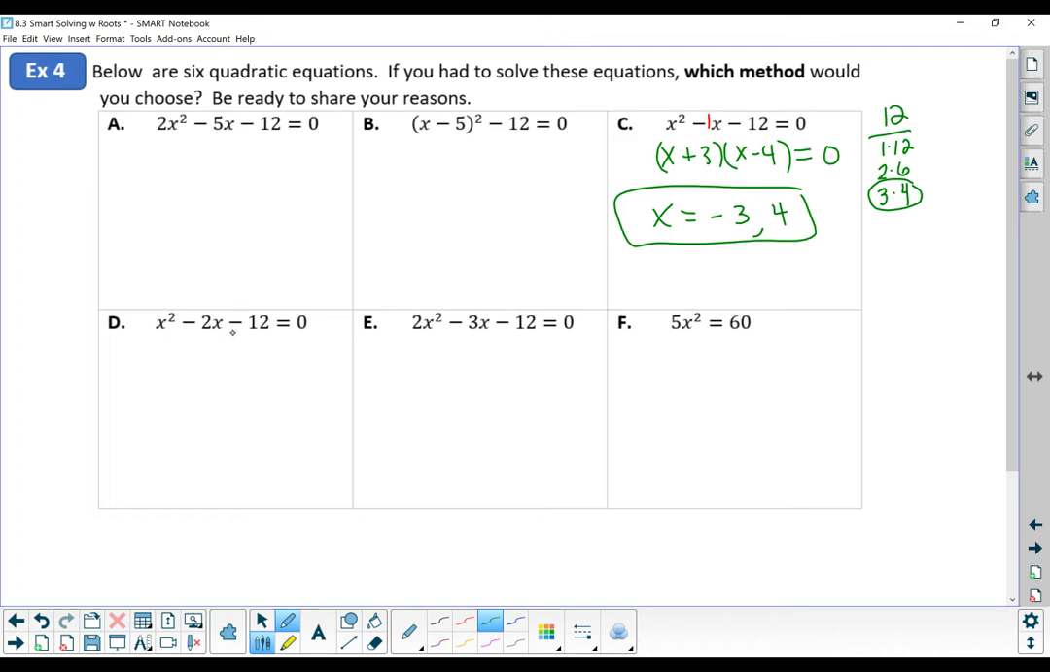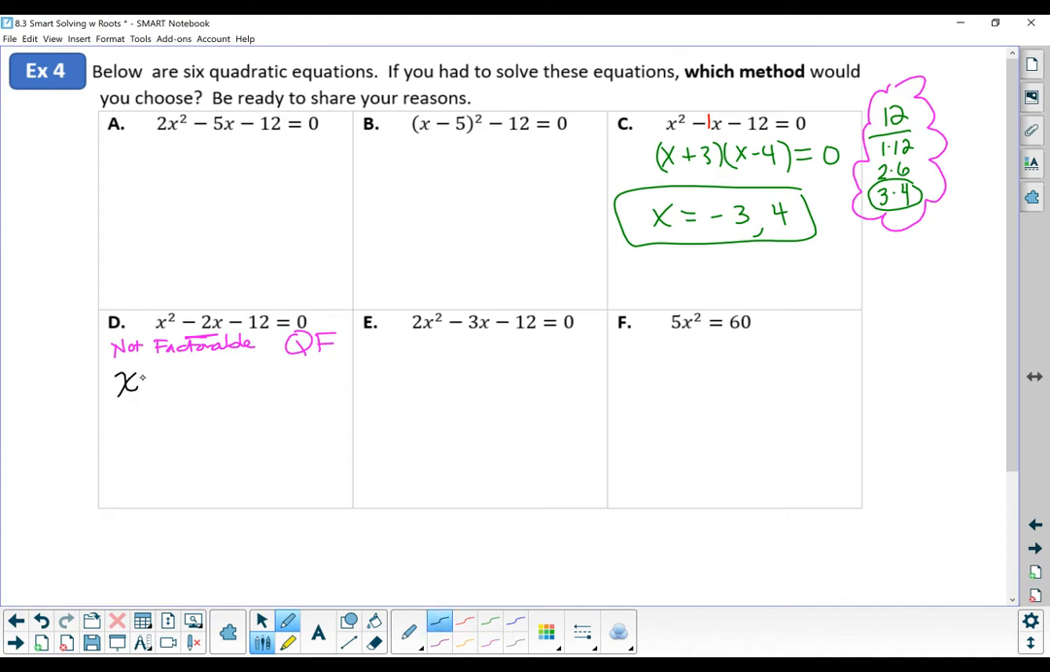These other standard form ones, we've got several others here that are standard form: A, D, and E. And sometimes it's a little bit harder to know if it's factorable. D, for example, I can tell is not factorable because I've got my list over here for 12, and I can't see a combo that would help me get a negative 2 in the middle. So if it's in standard form and it's not factorable, then you'll have to apply the quadratic formula.